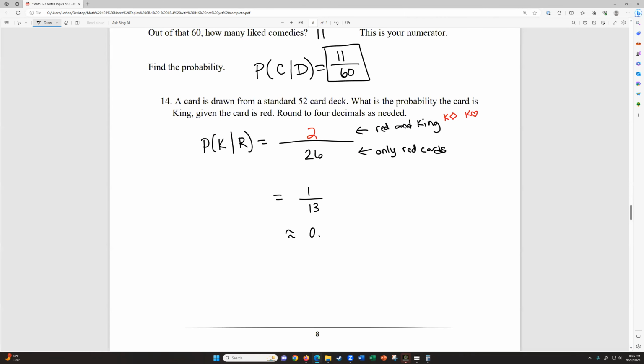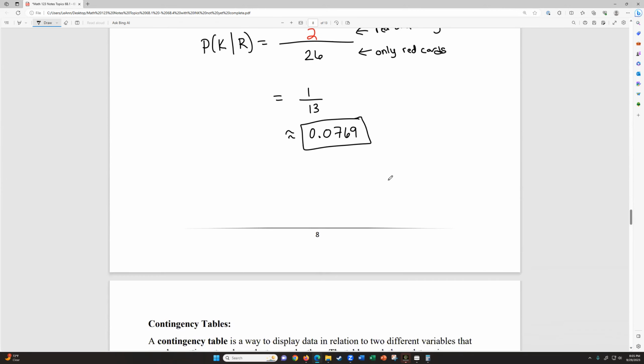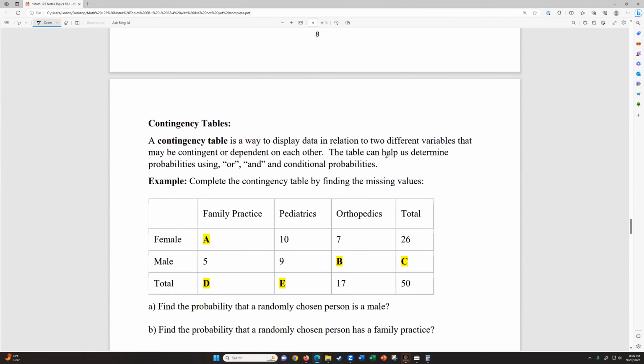So 0.0769. So there's about a 7.69% chance that if you pick a card and you already know it's red, it's also going to be a king. Okay. All right. And then that leads us into our last topic for the 6B.4, which is the contingency tables.